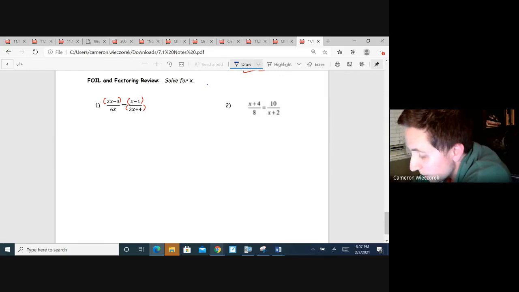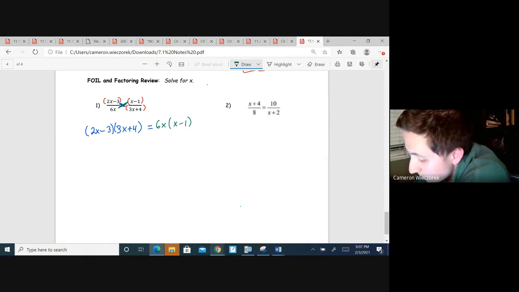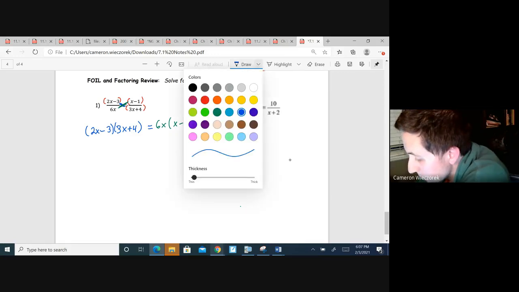I want to solve for x, so I'm going to take the top left corner, multiply it by the bottom right corner. Notice the parentheses. Equals, and then I'm going to take the bottom left corner and multiply it by the top right corner. That means 6x times x minus 1. The right-hand side is a little bit easier, so I'll start with that.